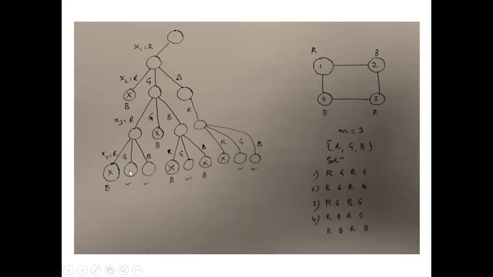I can place it because again 2 and 4 are not connected. So this will be a feasible solution. Likewise, you will complete the tree and you can see there are so many feasible solutions in the first half subtree only. There might be others in the second half subtree as well.